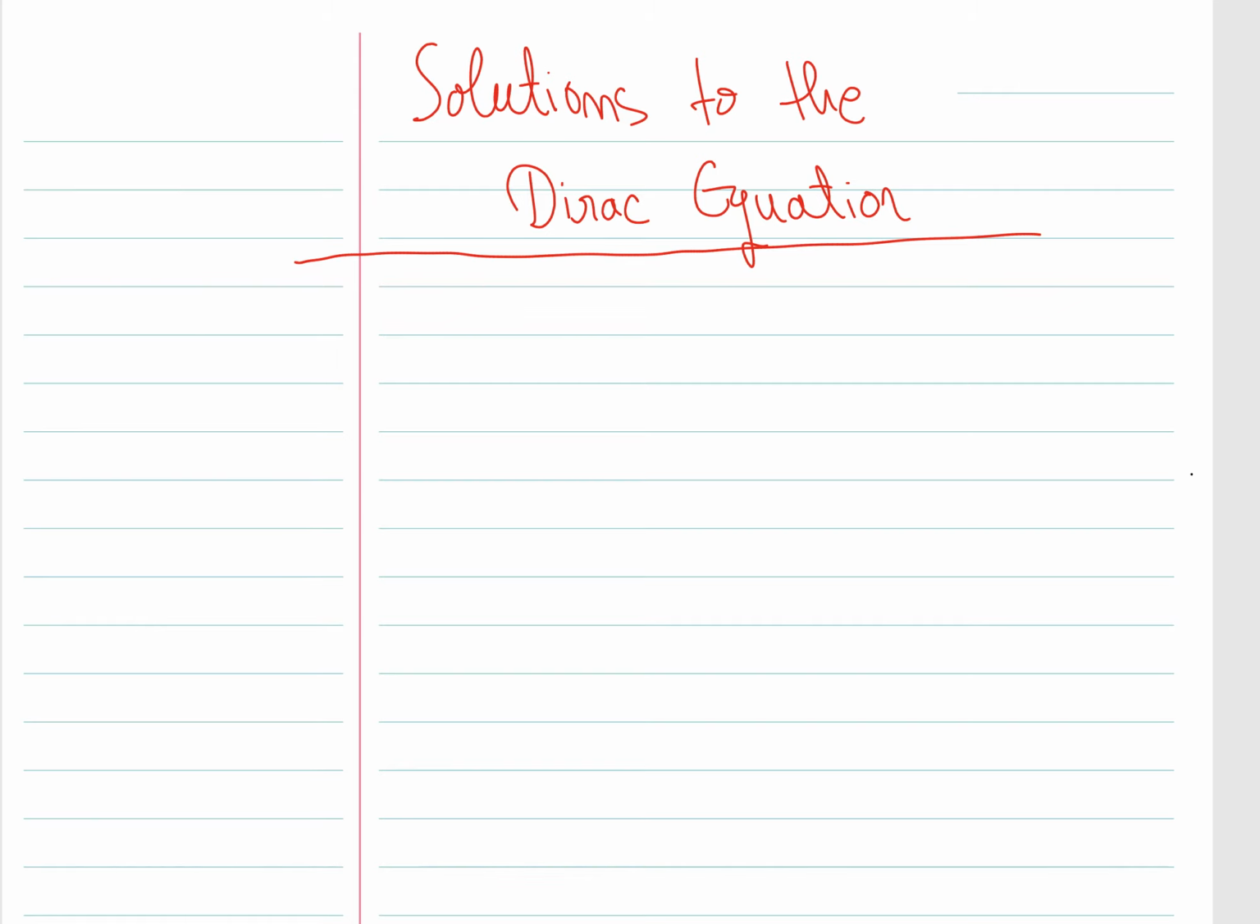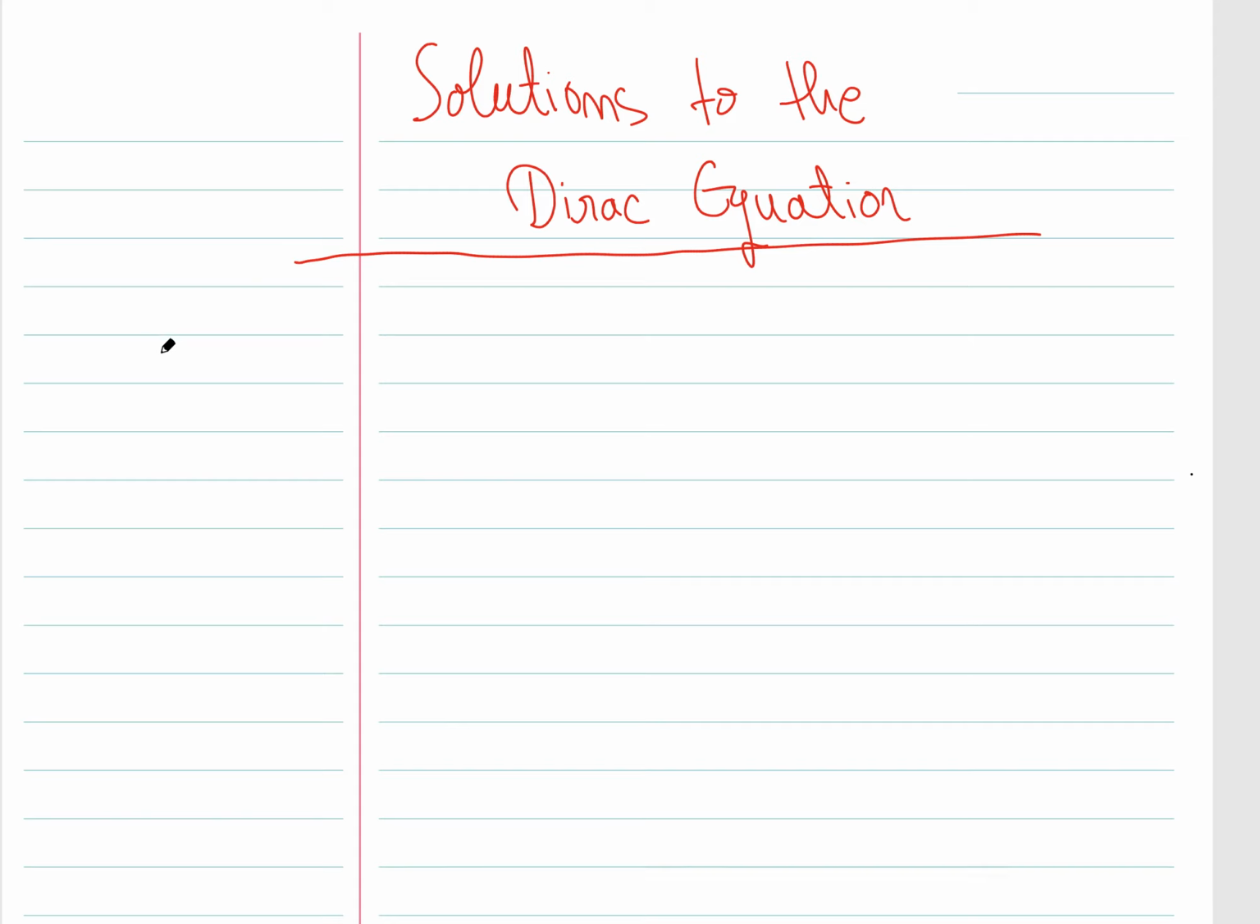Today we'll talk about the solution to the Dirac equation. We will give a simple, general solution for the free particle. But first, we will give a better form of the Dirac equation, which we call a covariant form of the Dirac equation.